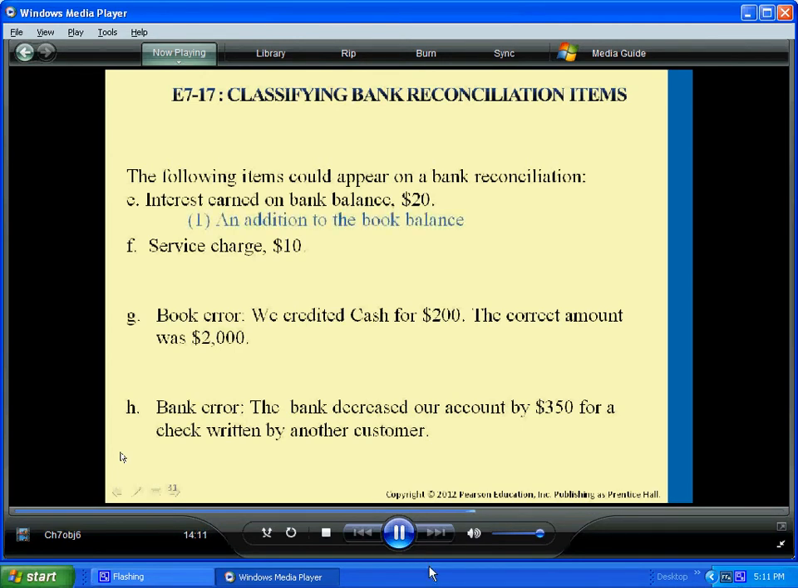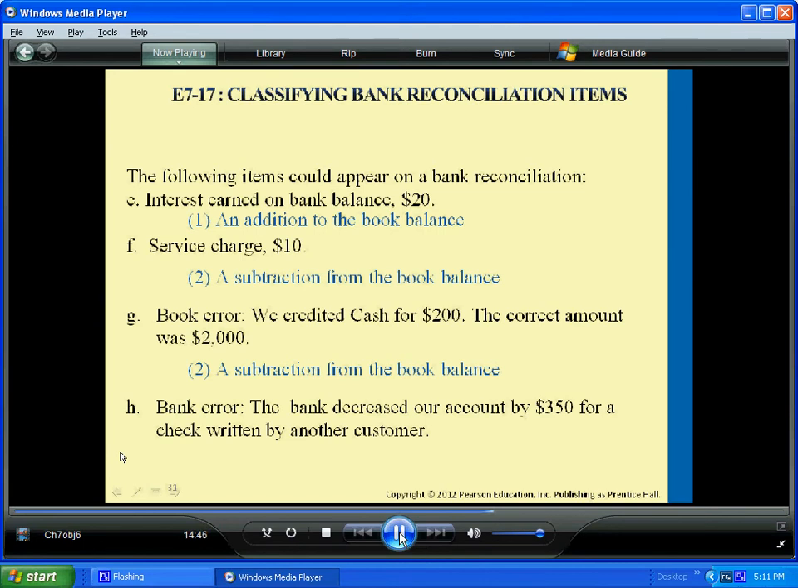Letter G, book error. We credited cash for $200. The correct amount was $2,000. So what we need to do is subtract from the book balance side. Instead of crediting cash for $2,000, we only credited cash in the records for $200. So we have to reduce our cash balance by the difference of $1,800. Letter E, the bank error.